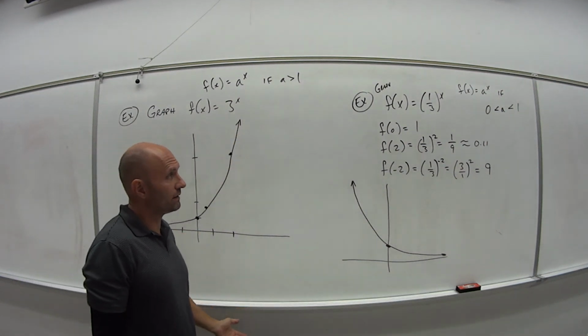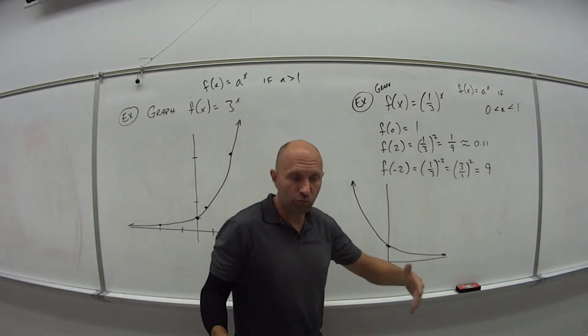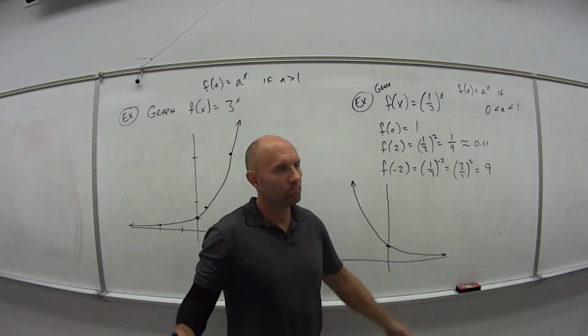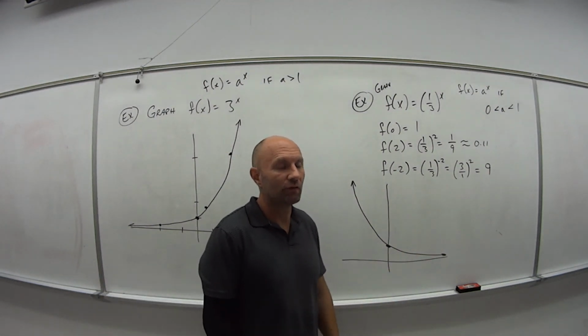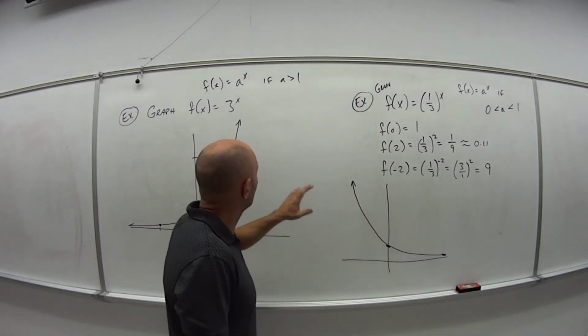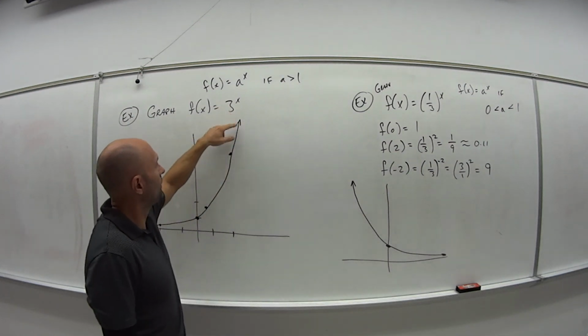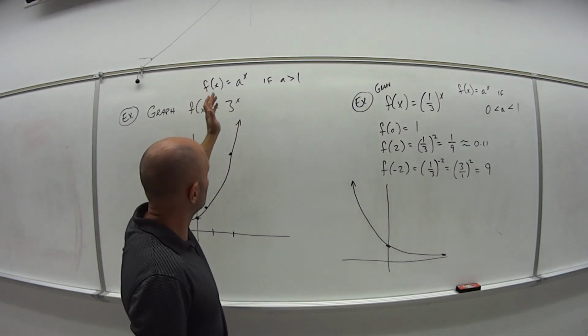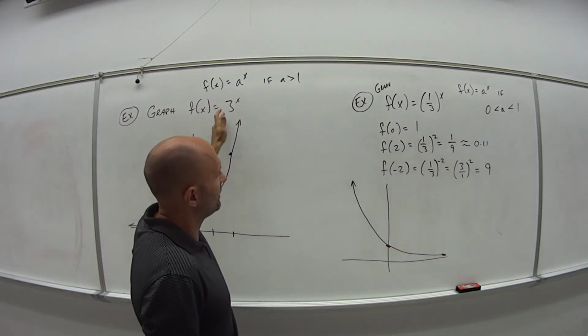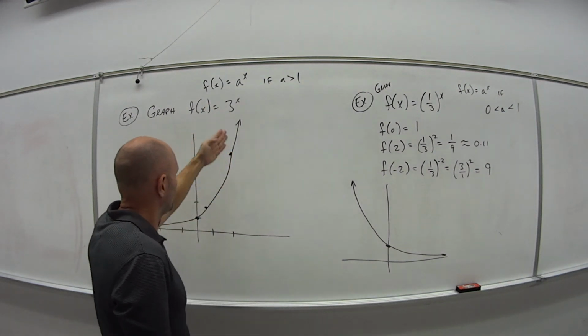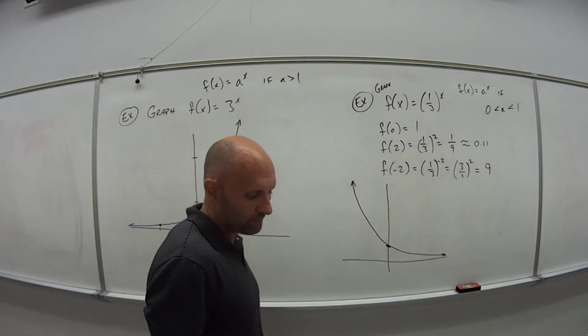So if a is a fraction, that's what this graph will look like, no matter what a is. 1/3, 1/2, 1/10, 1/30th, whatever. If it's a fraction, this is what it'll look like. If a is bigger than 1, so 1.1, 2, 3, 10, 50, it's always going to have this general shape.